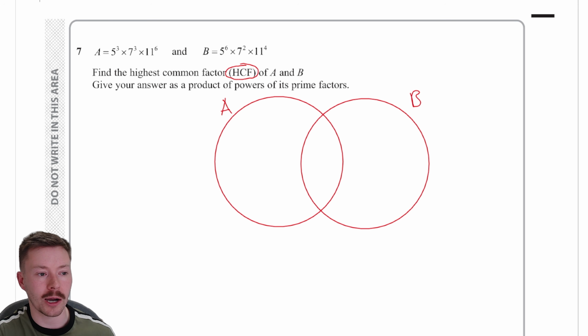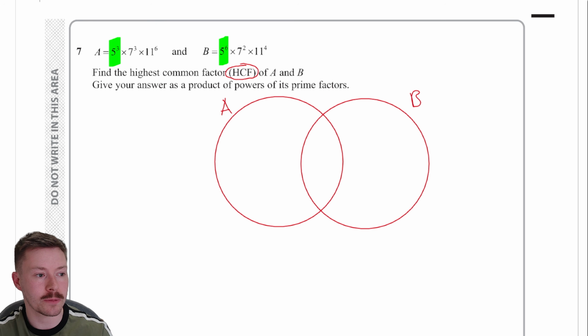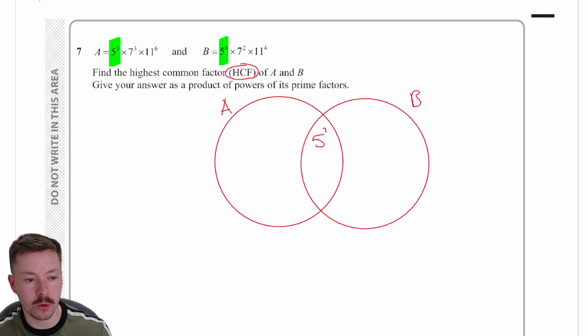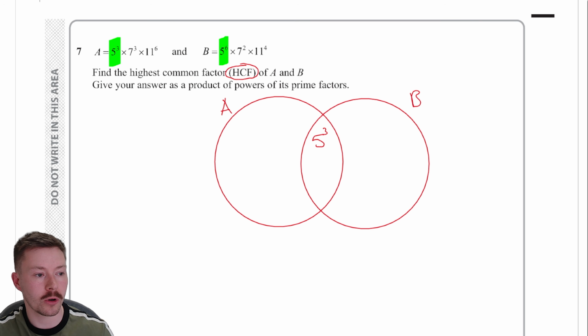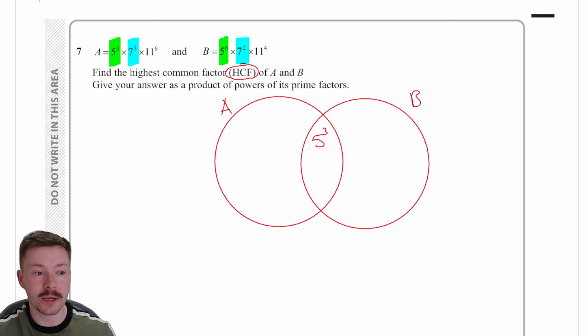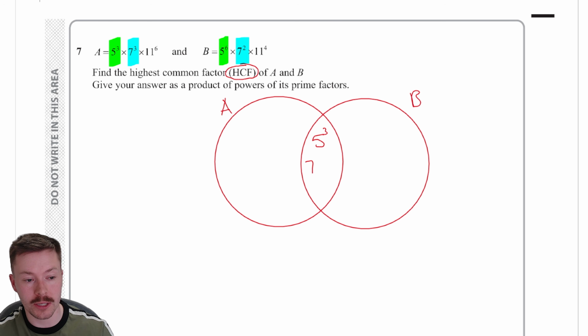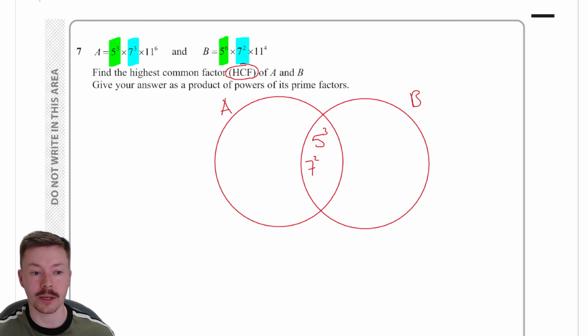Now I then need to work out the highest power of each number that is in both. So if I look at the 5s, so I'll just grab a highlighter here so we can see. 5 cubed, 5 to the power of 6. The highest power in both of those is 5 cubed, so 5 cubed is going to go in the middle. Then I've got 7 cubed and 7 squared. The highest power that's in both here is 7 squared. Essentially what I'm doing is taking the smallest power of the two, and that is then going in the middle.